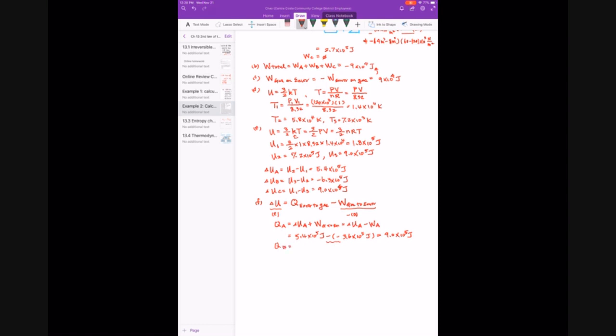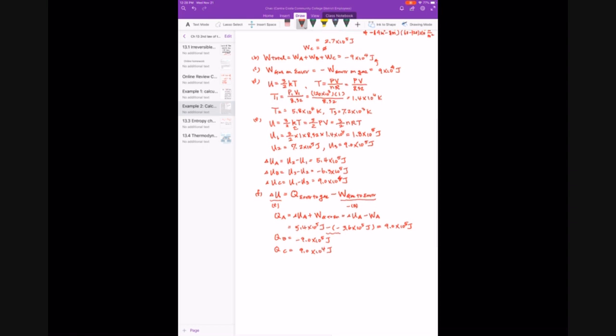Okay, similarly, I will let you do this by yourself. This B will be negative 9.0 times 10 to the fifth joule. The Q of C is going to be 9.0 times 10 to the fourth joule. So these are the heat. Use the first law of thermodynamics, you can find the heat.